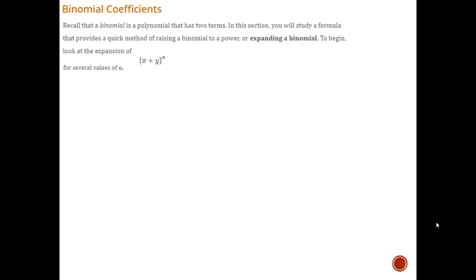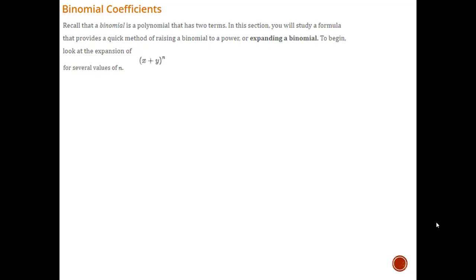Okay, so starting with binomial coefficients. Recall that a binomial is a polynomial that has two terms, bi for two. In this section, we're going to be looking at a formula that will provide a quick method of raising a binomial to a power, also known as expanding the binomial.